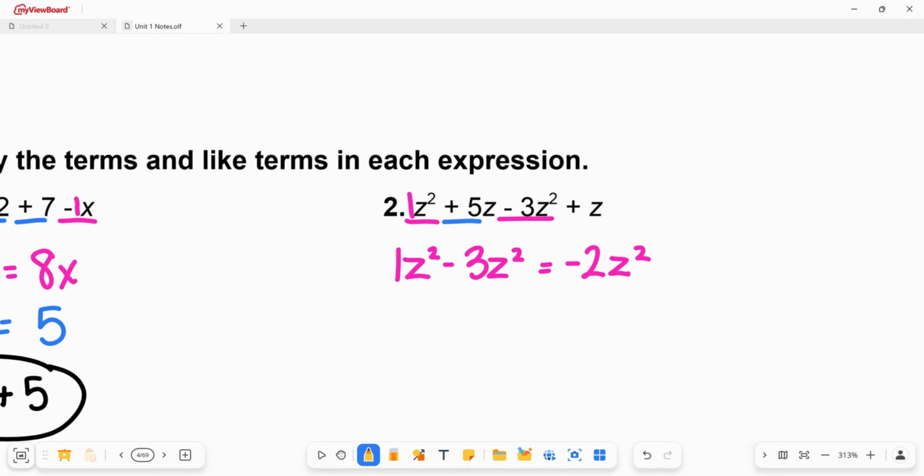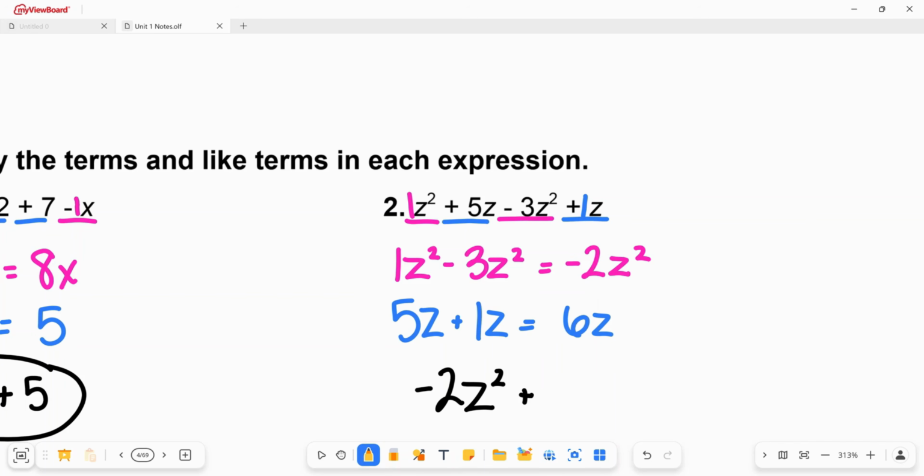Okay, then my next couple terms that are together, a positive 5z and a positive 1z. So I'll have 5z plus 1z, which gives me 6z. Now again, 6z is positive, so when I go to write these, I know I have a negative 2z squared plus a 6z.